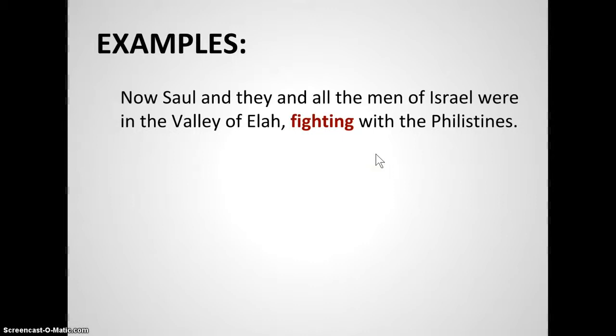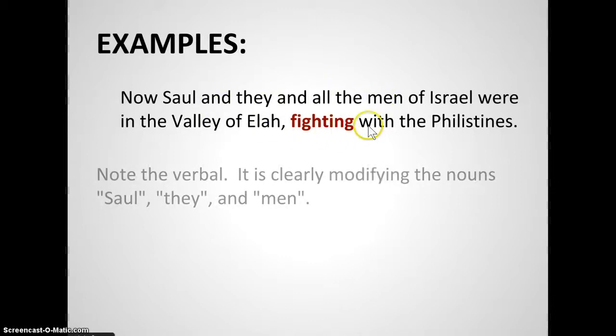Another example here. Saul and they, the they here is referring to David's brothers. Saul and they and all the men of Israel were in the valley of Elah fighting with the Philistines. Now, if I look at Saul and they and men, these are all subjects of this verb here, were. Saul, they, men, were. So what is this here, fighting? Well, again, you can see there's an action involved here. Fighting. Notice the ing. And notice, too, that it's Saul and they and men who are fighting.